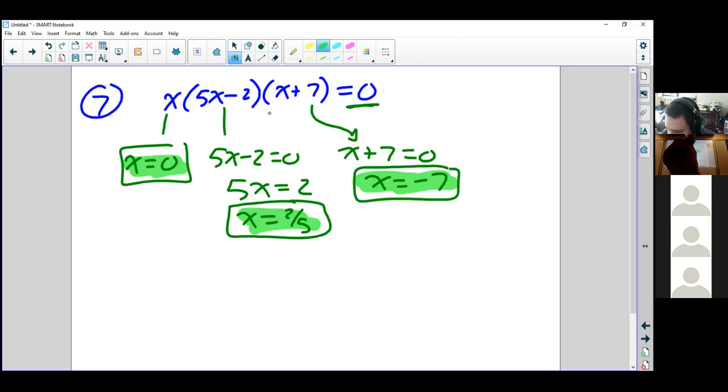And the reason why we can just set each part equal to 0 is because the whole thing was equal to 0. If it was equal to a number, there was something else we'd have to do, but I don't see any that are like that right off the bat.